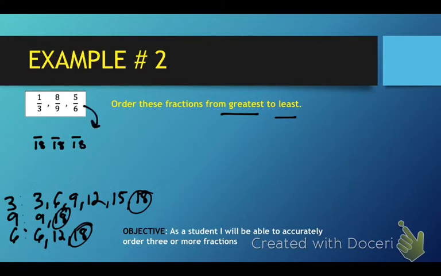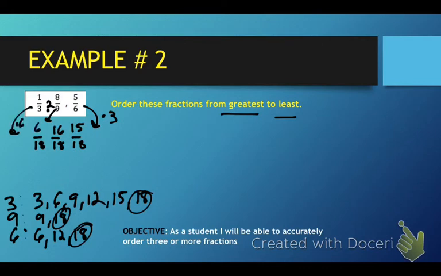How does 6 become 18? Well, we multiply by 3. 5 times 3 is 15. How does 9 become 18? Well, you multiply it by 2. 8 times 2 is 16. And finally, how does 3 become 18? Well, 3 becomes 18 by multiplying by 6. 1 times 6 is 6.